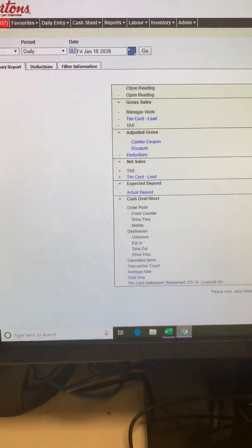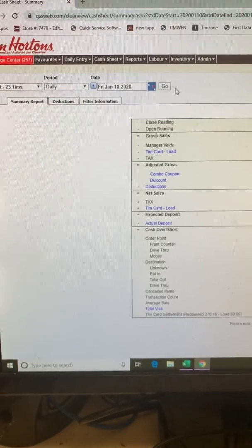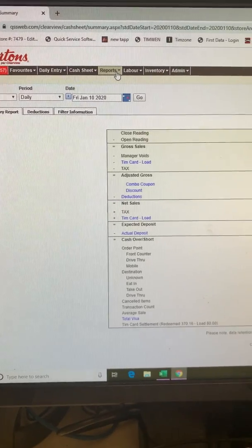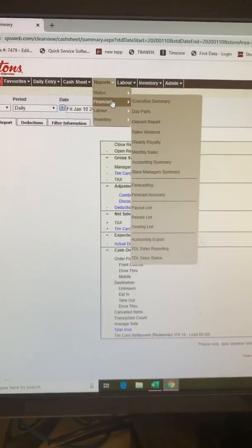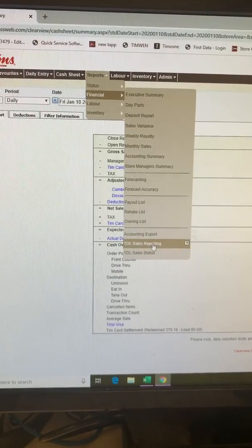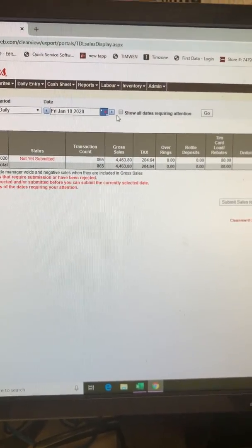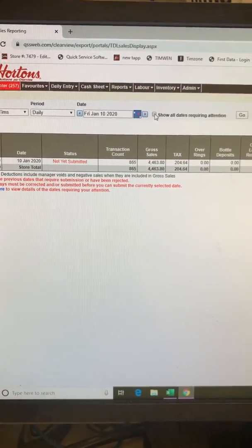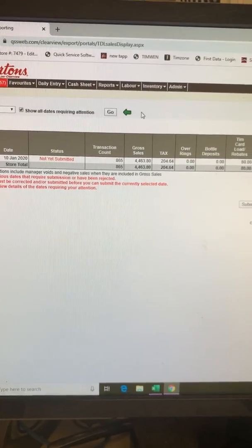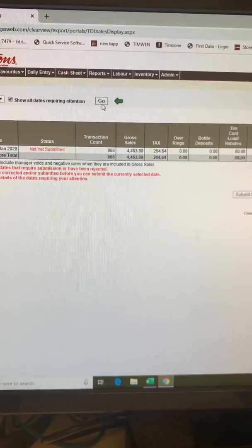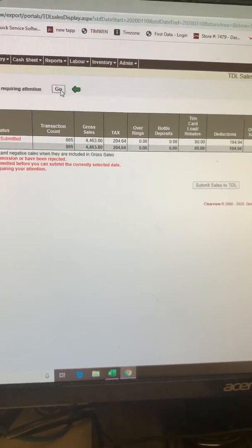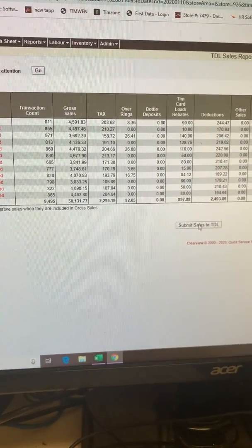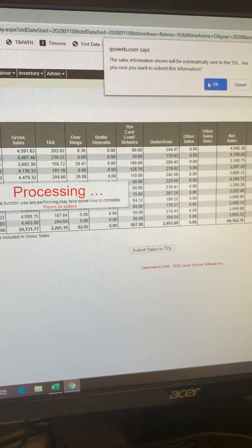Now in Clearview, I noticed that none of you have been doing this, so if you have not, you're going to want to do this every single week. Under reports, you're going to go to financial, and you're going to go down to TDL sales reporting. I'm going to show you under Chesterfield, so it's not going to be what some of yours may look like because I send mine every week, but you have to send your TDL sales reporting and you have to submit them. So I'm just going to click show all dates requiring attention, and then once all these come up, you just click submit sales and then hit OK.